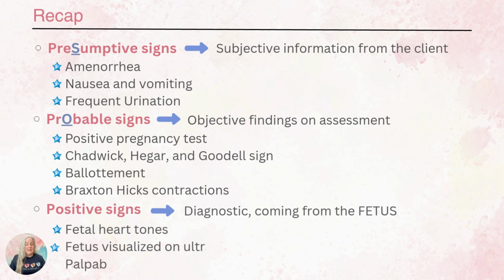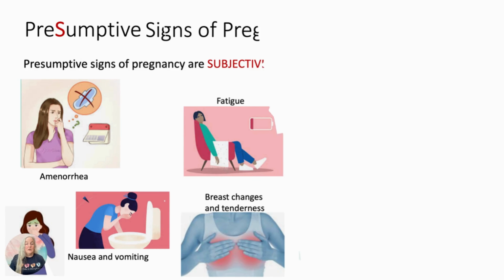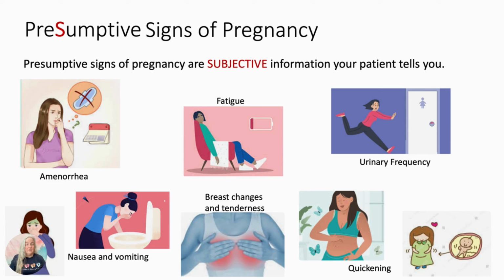Our positive signs are diagnostic because they come from the fetus. And so I can either hear, see, or palpate fetal movement. So I can hear the heart tones, I can see the baby on ultrasound, I can palpate the fetal movement. Those are positive signs of pregnancy. If we look at them all together, here are some of our presumptive signs. Amenorrhea, fatigue, urinary frequency, nausea and vomiting, breast changes, and quickening are all presumptive signs that are subjective coming from the client.